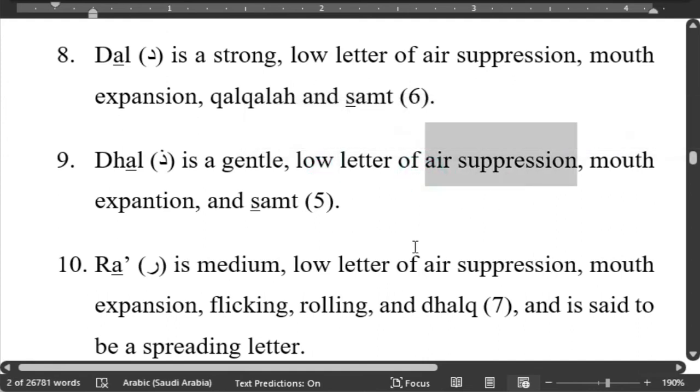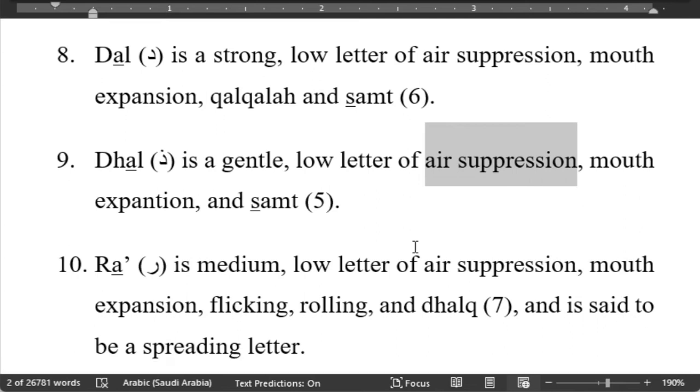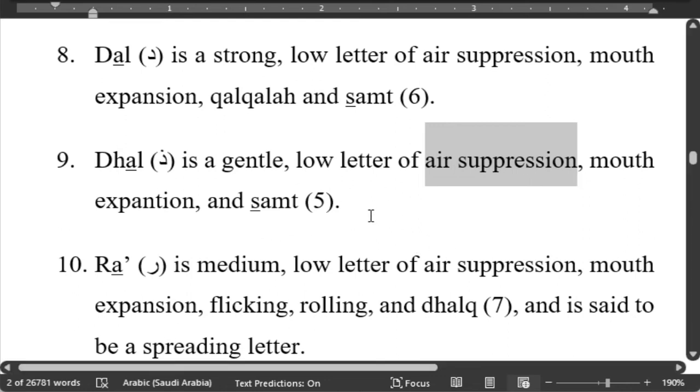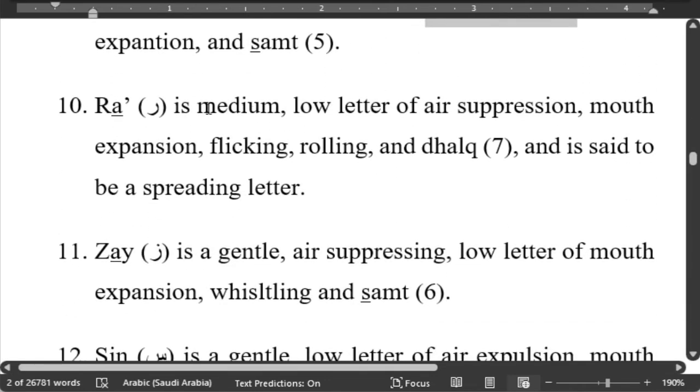It's not like that, thal, even though it's from the same spot as that, it has the opposite quality. So instead of releasing the air like that, you detain the air and you say thal, thal, but it doesn't stop the sound. Mouth expansion and samt.